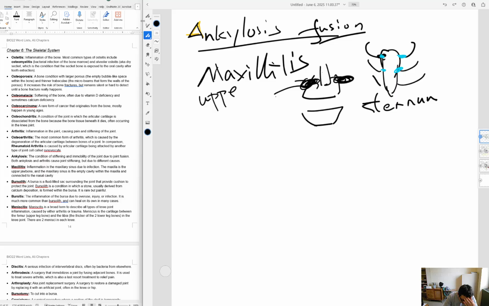And then when you have some kind of inflammation in your nasal cavity, sometimes the inflammation migrates into the sinus, and that's sinusitis. So the sinus develops the inflammation, and maxillitis is one of the sinusitis. That means that the maxillary sinus develops the inflammation. Let's keep moving.